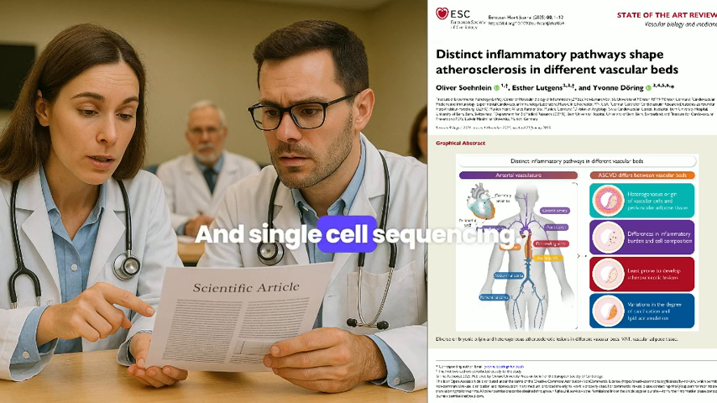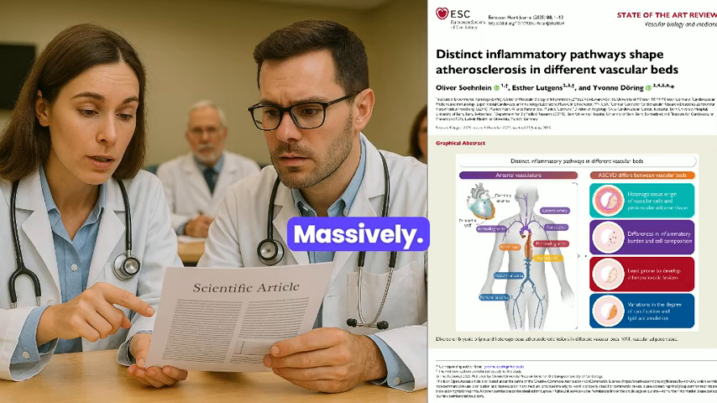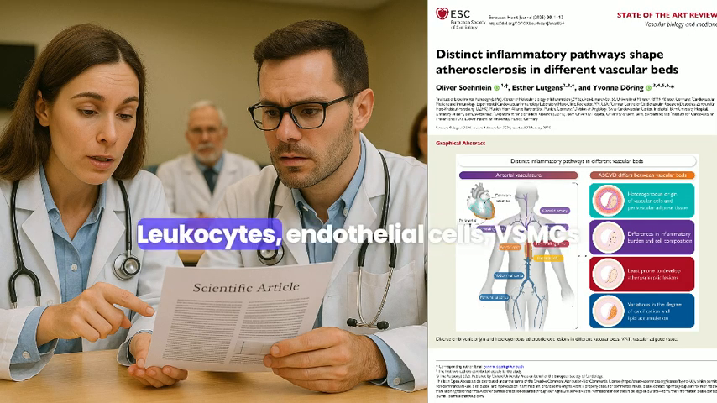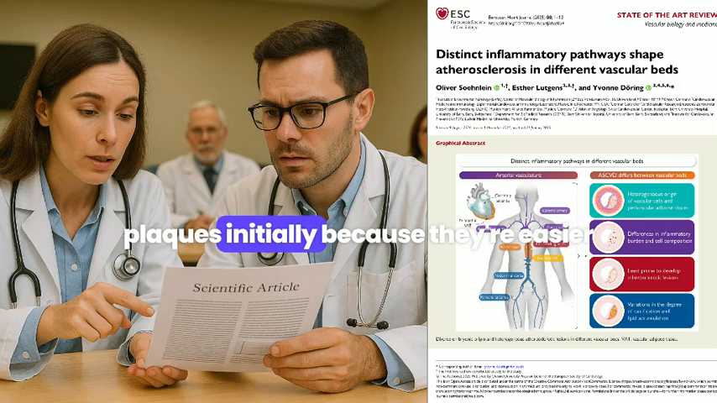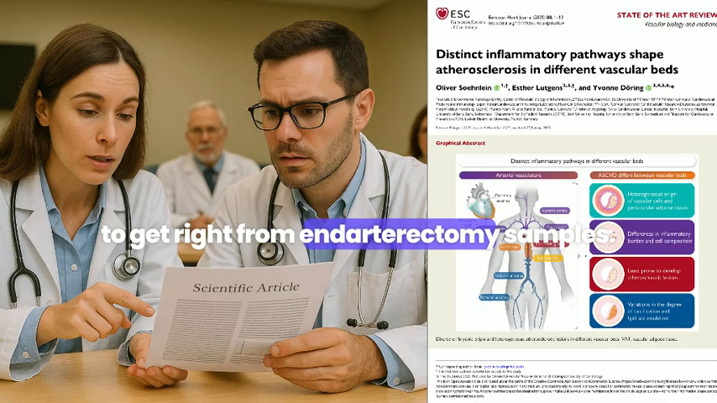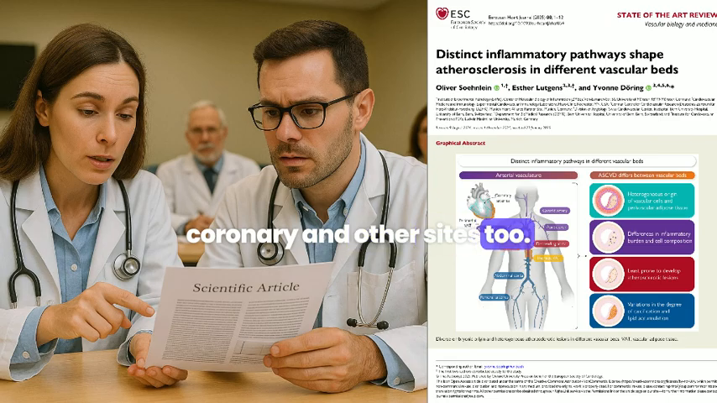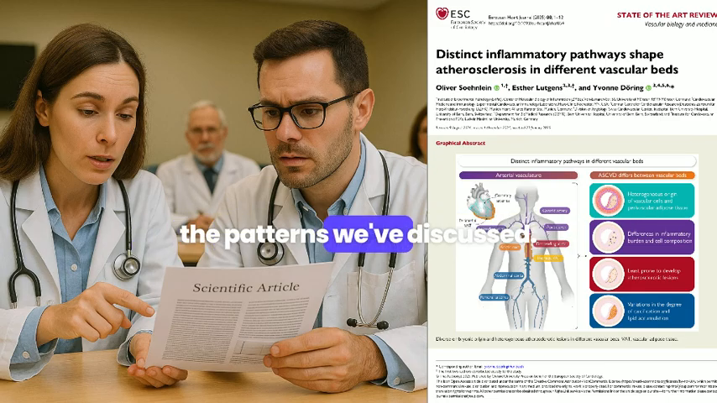Okay. And single-cell sequencing. That's really advancing the field, isn't it? Massively. It's given us an unprecedented look at all the different cell subtypes, leukocytes, endothelial cells, VSMCs within the plaques. Mostly from carotid plaques initially, because they're easier to get. Right, from endarterectomy samples. But studies are emerging from coronary and other sites too, though comparing can be complex. But these studies are confirming the patterns we've discussed.